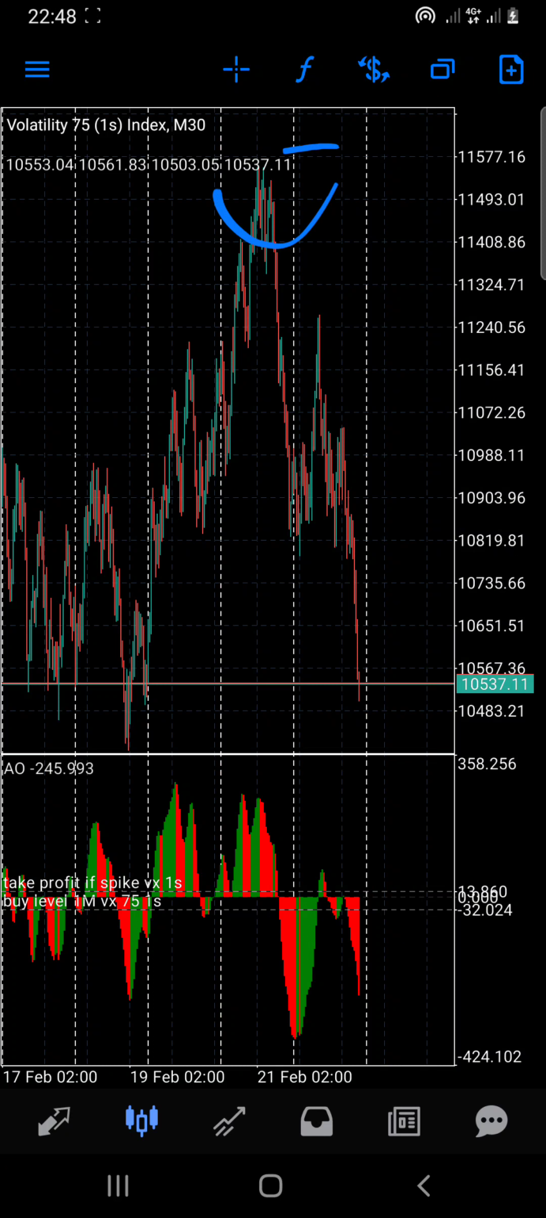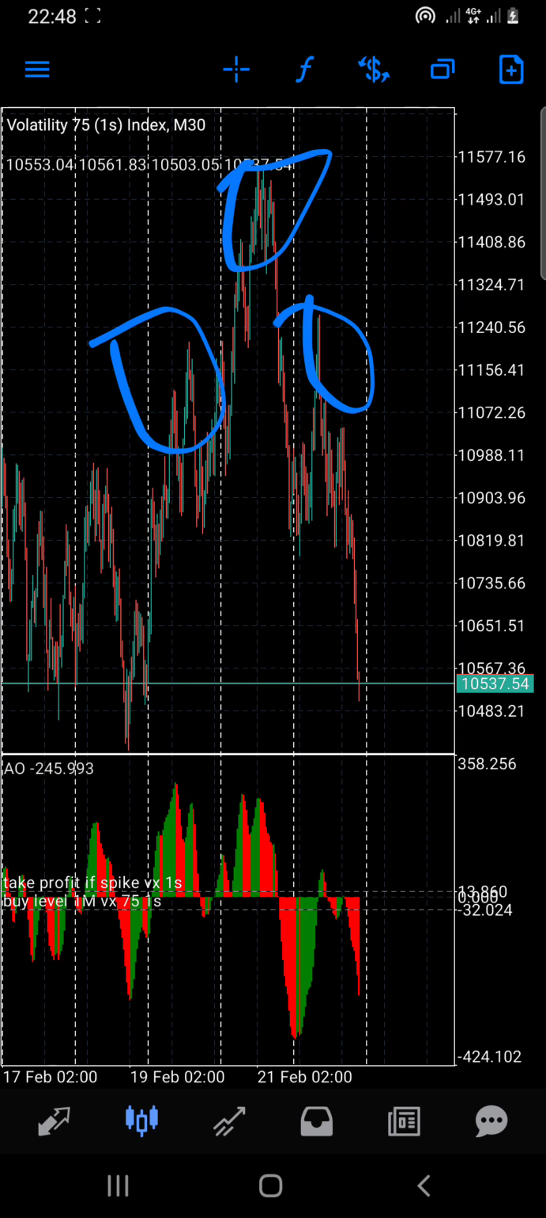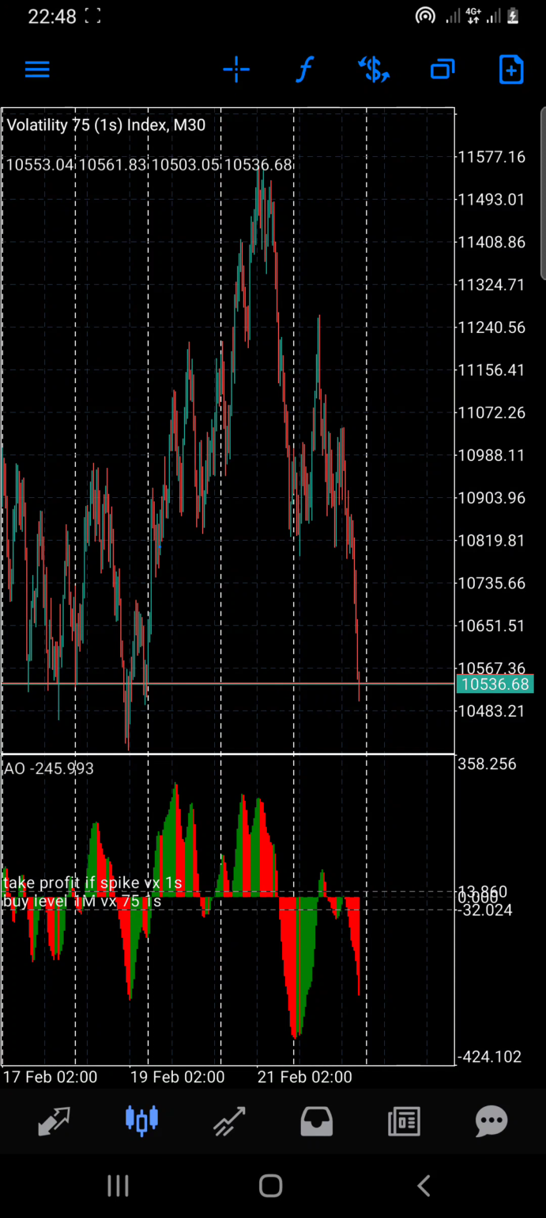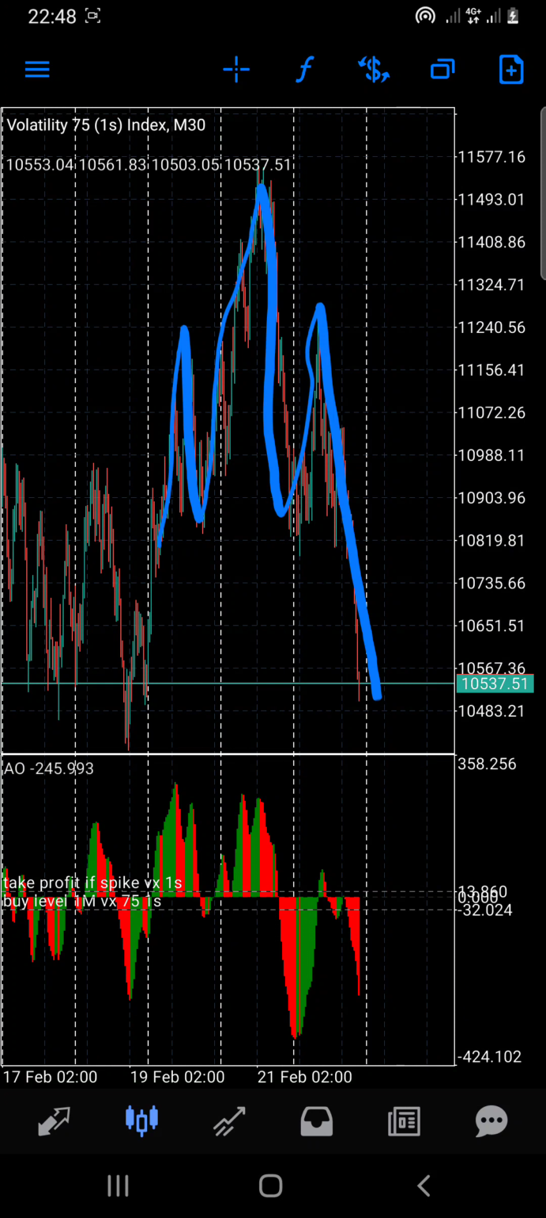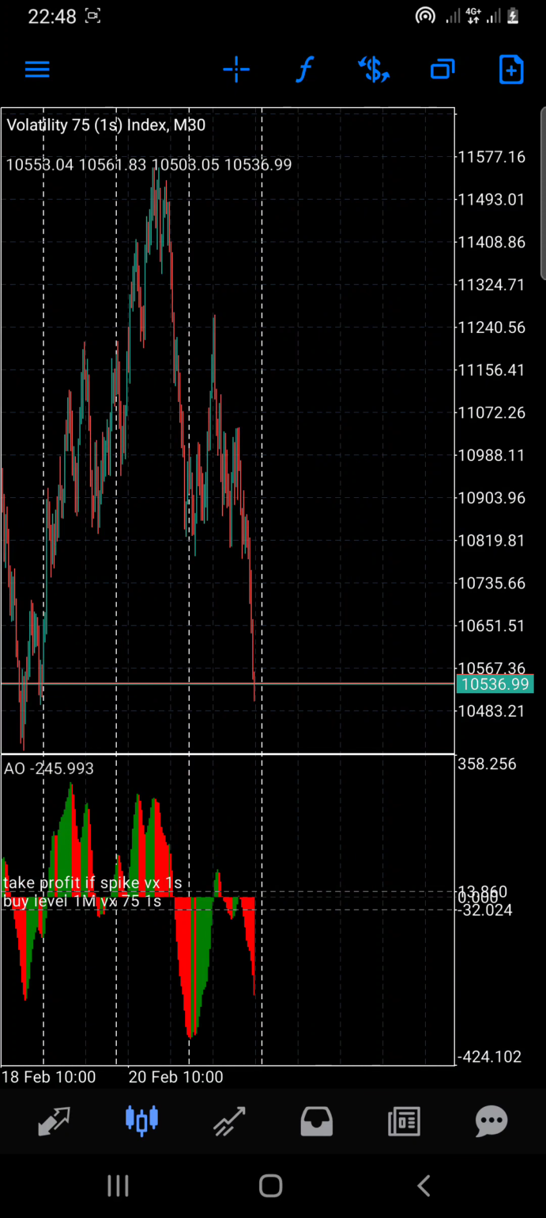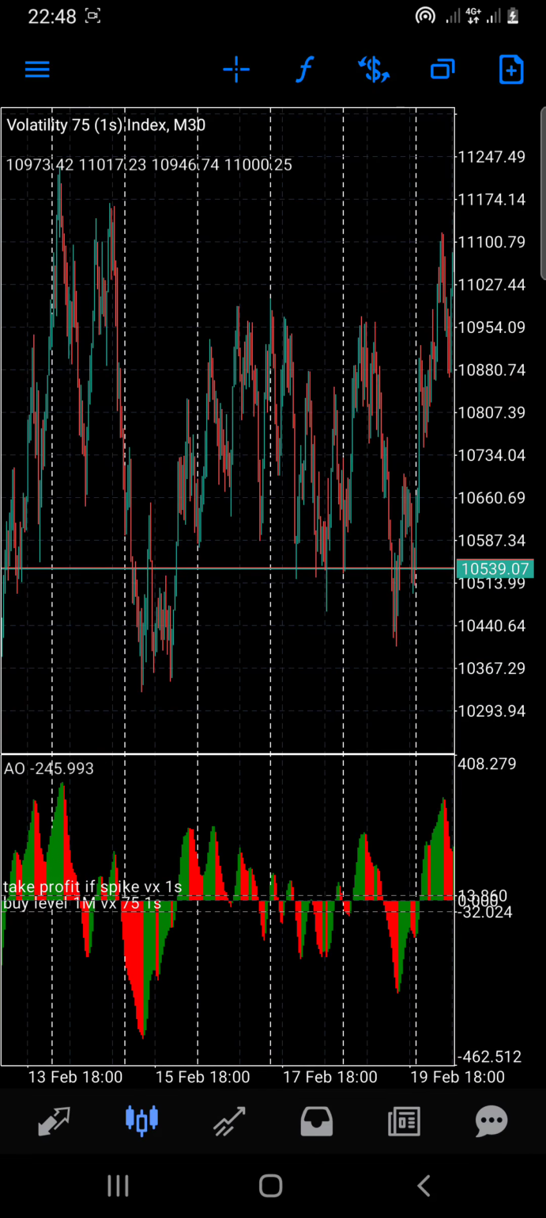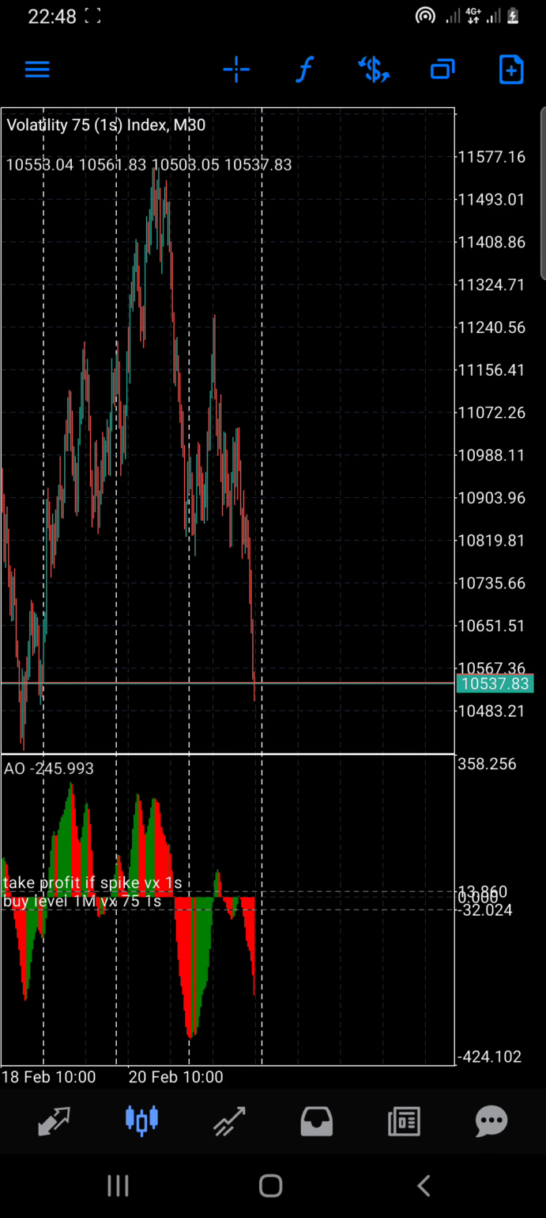You can see this is a head and shoulders pattern. I've put this pattern on my channel already. Look at it. Very easy. A very perfect head and shoulders pattern. You see it right here. Very perfect head and shoulders pattern for the Volatility 75 (1s) index.